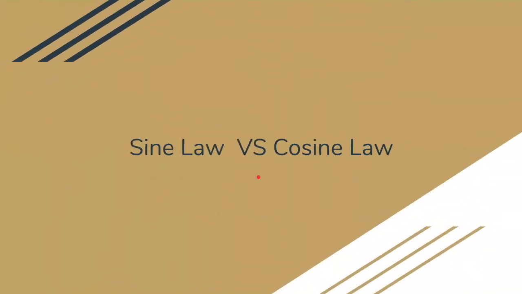Sine law versus cosine law. In sine law, 2 angles and one side are given, and it has a pair. That is, one angle and one side opposite one another. In cosine law, 2 sides and one angle are given.